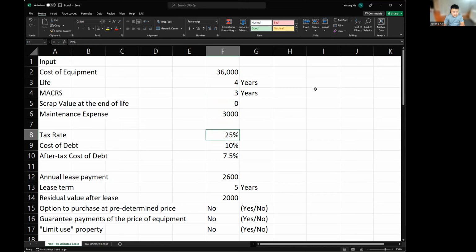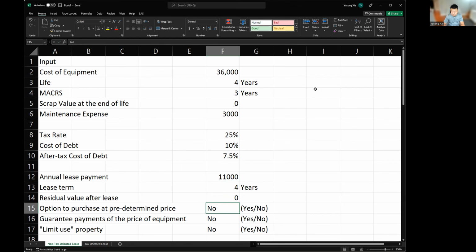So the cost of debt is 10%. After-tax cost of debt is 7.5%, and the tax rate will be 25%. So the same thing. Then it's the lease. The lease payment will be 11,000 this time. The lease term will be 4 years, and the residual value after it will be 0.